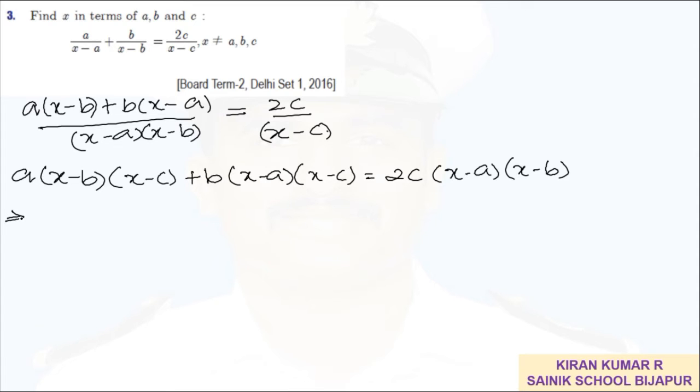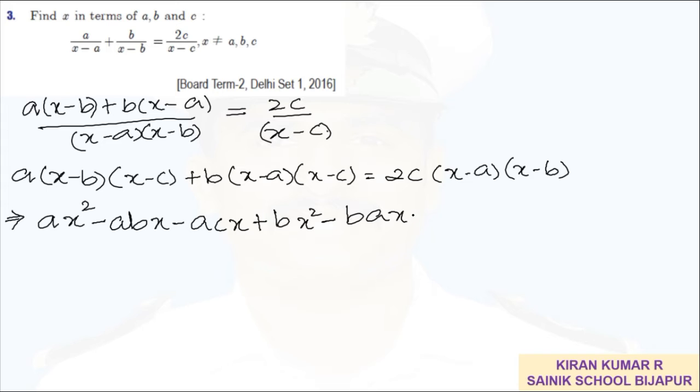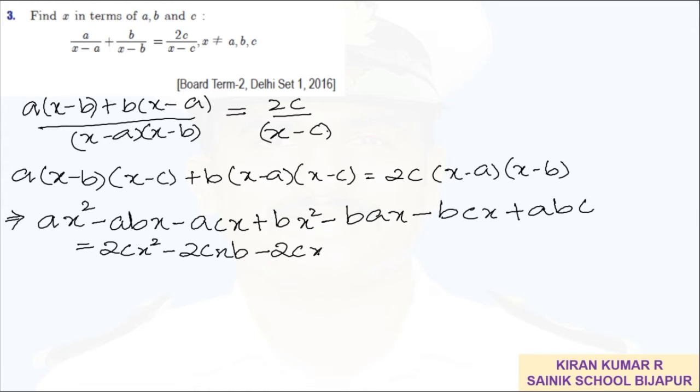I'll write directly a times x square minus ab times x minus ac times x plus bx square minus bax minus bcx plus abc equal to 2cx square minus 2cxb minus 2cxa plus 2abc.